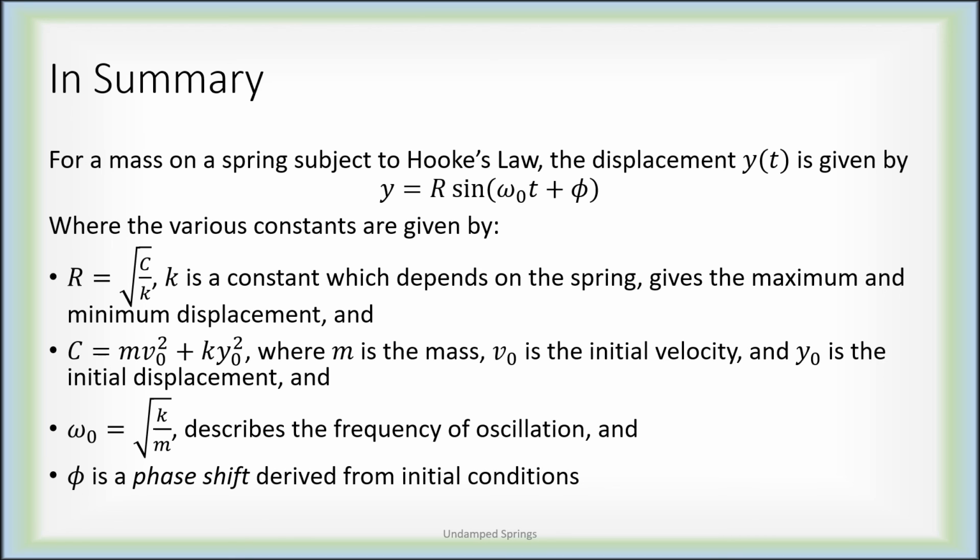And finally, phi just represents a phase shift. It's derived from the initial conditions because, for example, I might start the spring at a certain displacement, but a given velocity will affect that. I may not have started at the minimum or maximum displacement because it's got this initial velocity thrown into it. So phi helps account for that. I can begin at an arbitrary position within my sine curve.